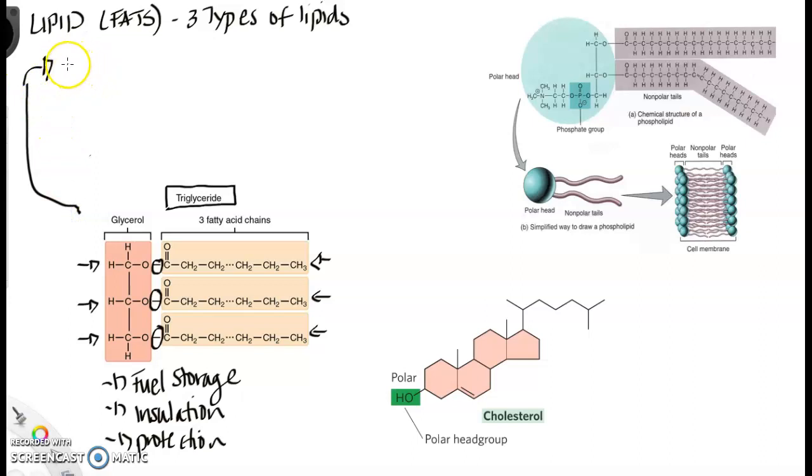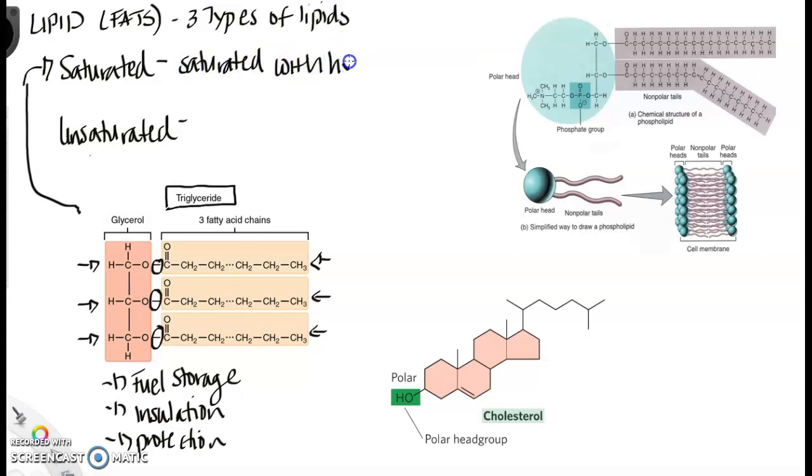And we have saturated triglycerides, or saturated fat, saturated lipids, and we have unsaturated fats. Okay, so saturated fats are literally saturated with hydrogens. So all the carbons are completed there for more electrons through hydrogens. So you can look at it as saturated with hydrogen molecules.